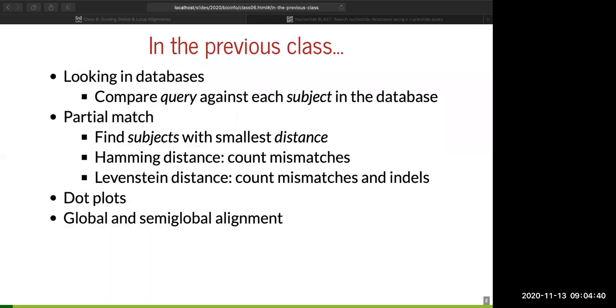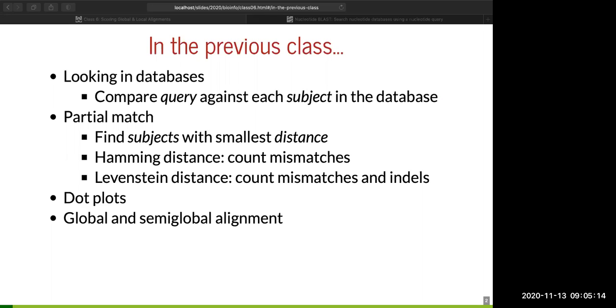What we did in the last class, in summary, we defined some words about looking in databases. We defined the keywords query and subject, which are words that come again and again in bioinformatics. People working in databases have different names, but in bioinformatics, these are the names used. In general, people talk about searching patterns in text, but in bioinformatics, we say query and subject, which is equivalent.